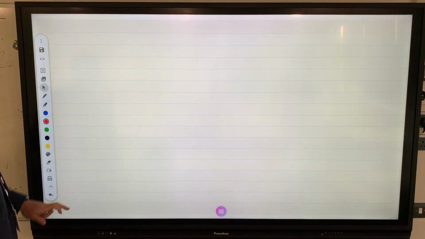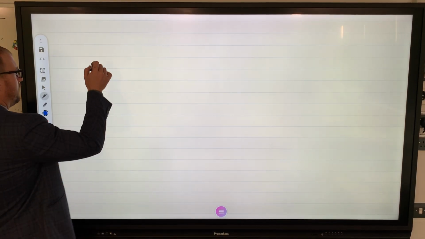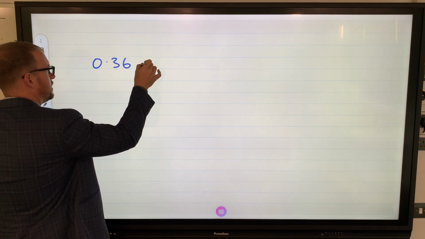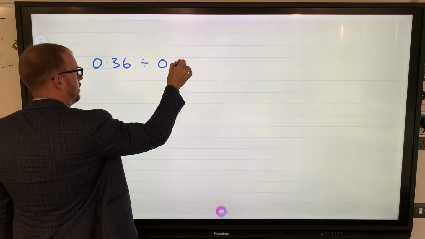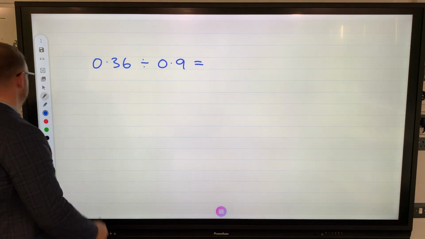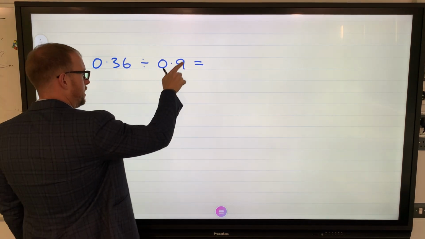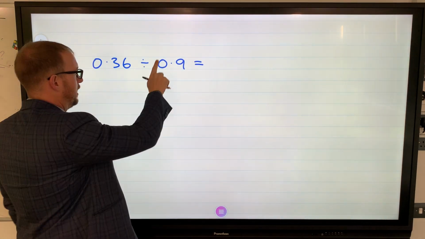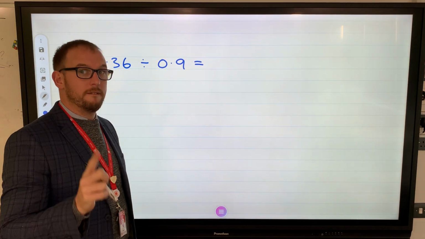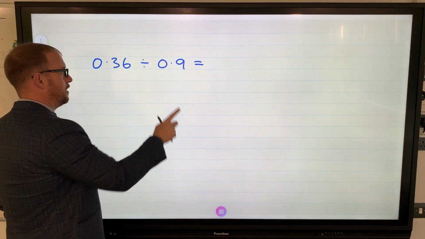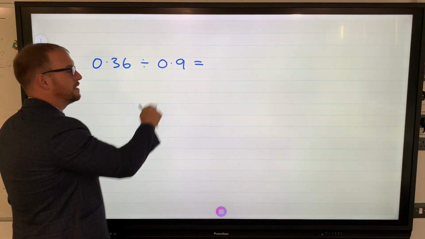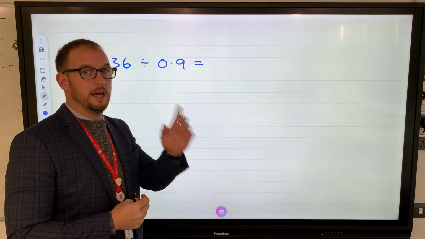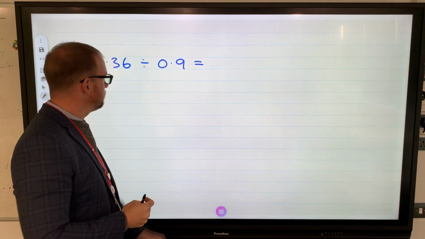Last one, dividing. Let's have a look at 0.36 divided by 0.9. This one here now is the most important part of dividing. Dividing by a decimal is difficult, very difficult. However, all we've got to do is make that a whole number and things are a lot easier, because dividing by a whole number is a lot easier and we can do it in our heads.